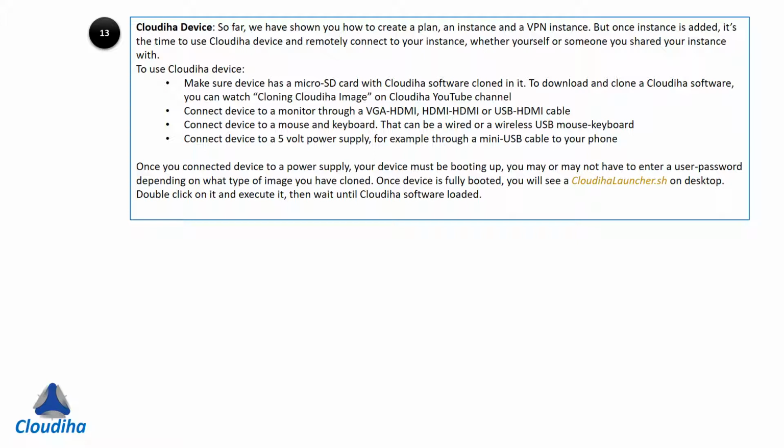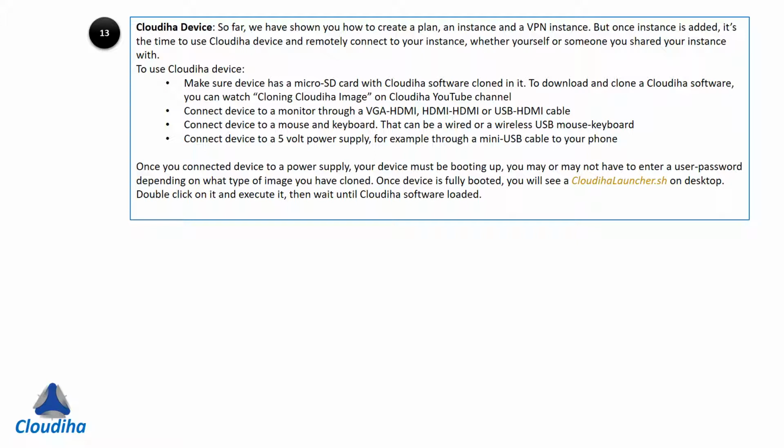Connect the device to a monitor, through a VGA HDMI, HDMI, or USB HDMI cable. Connect the device to a mouse and keyboard. That can be a wired or a wireless USB mouse and keyboard. Connect the device to a 5-volt power supply. For example, through a mini USB cable to your phone.